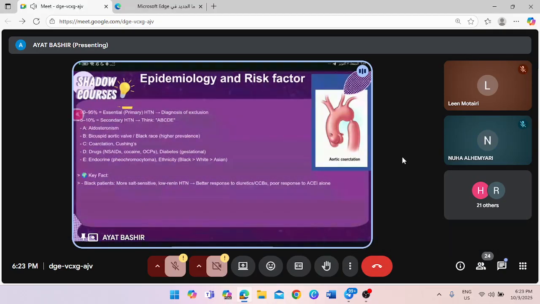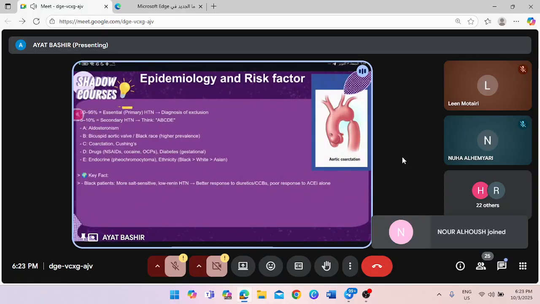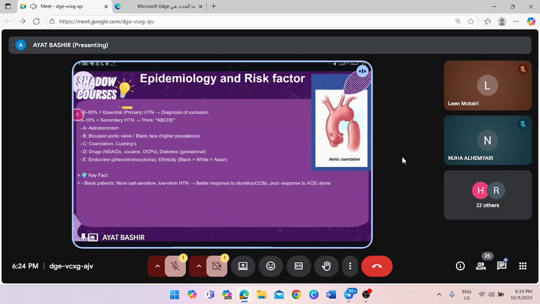Okay, so let's complete. We have two main reasons for hypertension: essential, which is also called primary, and secondary hypertension. Essential is when there is no reason behind it, no other factor that causes the hypertension. But with secondary hypertension, there is another source or another thing that makes the hypertension appear.